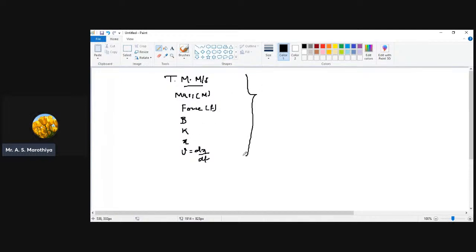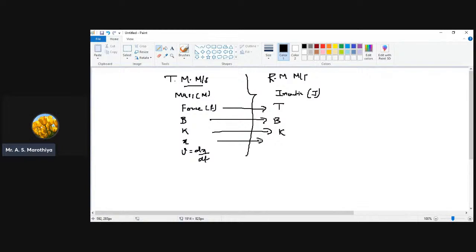In the same way, in case of rotational motion type mechanical system, instead of having mass, here we are having inertia indicated by symbol J. Then instead of force, here we are having torque indicated by symbol T. Then damping coefficient remains as it is, spring constant remains as it is. Then instead of linear displacement, we have angular displacement denoted by symbol theta. And instead of linear velocity, we have angular velocity indicated by symbol omega, which is equals to d theta by dt.